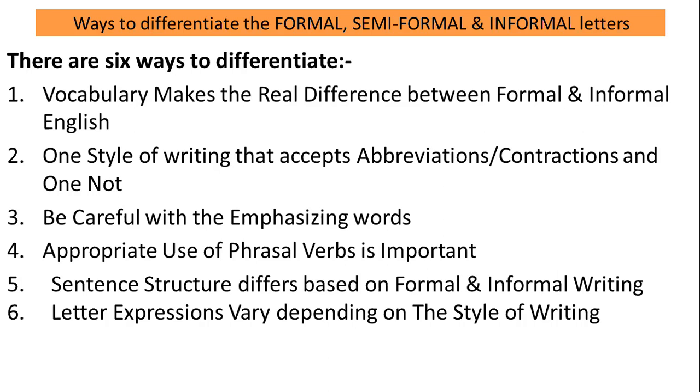Can't, don't, USA, government. These are called abbreviations, like short forms. Contractions means can't, don't, I'm. You usually write I am. I'd, you just wrote apostrophe d. So you should not write these words in formal or semi-formal, like emphasizing words, phrasal verbs. Formal and informal writing patterns are also different.